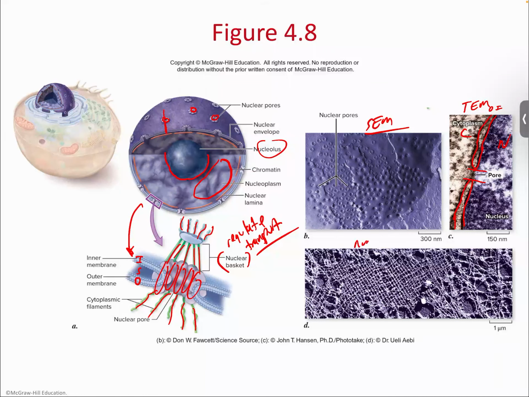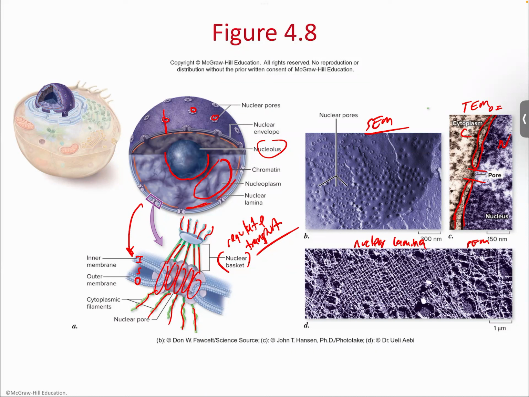Now this guy down here is the nuclear lamina, and this is also a scanning electron micrograph. Now the nuclear lamina is going to be this little orange line that's right underneath the inner membrane of the envelope. Now, what is the nuclear lamina?